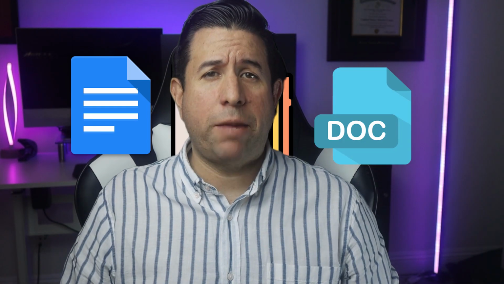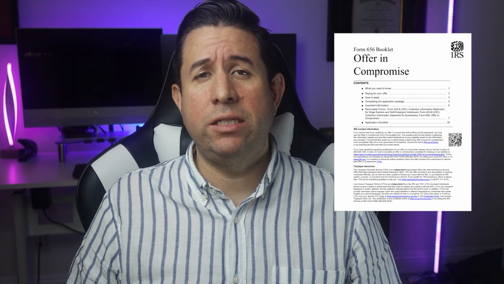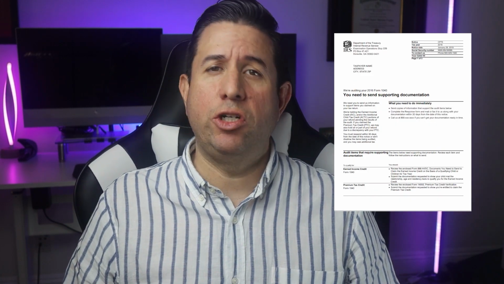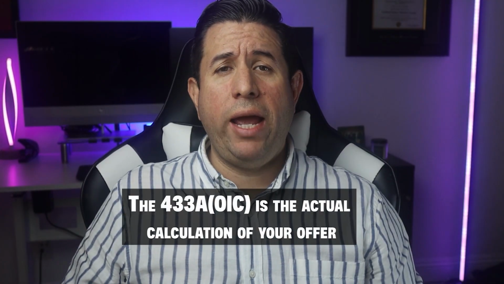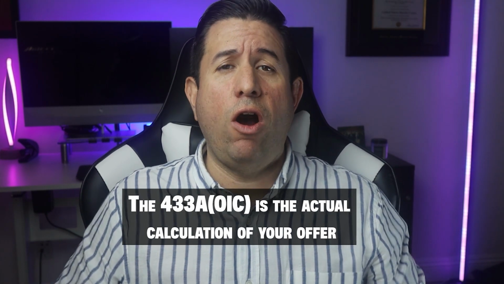There are three main types of documents that you're going to need to file your offer in compromise. The first is the 433-A (OIC), the second is the Form 656, and last are your supporting documents. The 433-A (OIC) is the actual calculation of your offer. Just make sure you're using the most updated version that the IRS has out there. You can quickly check irs.gov for the latest version.